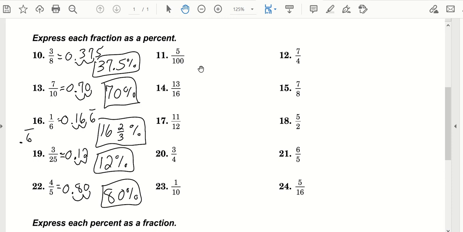Pause the video now. I want you to try 11, 12, 14, 15, 17, 18, 20, 21, 23, 24. Please make sure that when you have a repeating decimal like we had in 16, either write it as a fraction like we did, or use the bar over the top of the number to show that it goes on forever. So I showed both versions of that. You may want to back the video up to see how to do that again. So pause the video now, work on those problems 11 through 24 here.